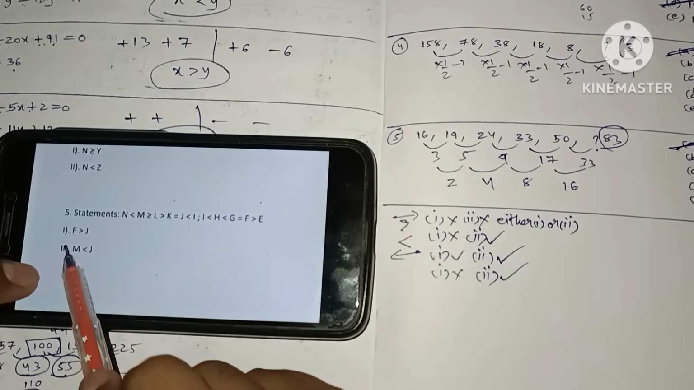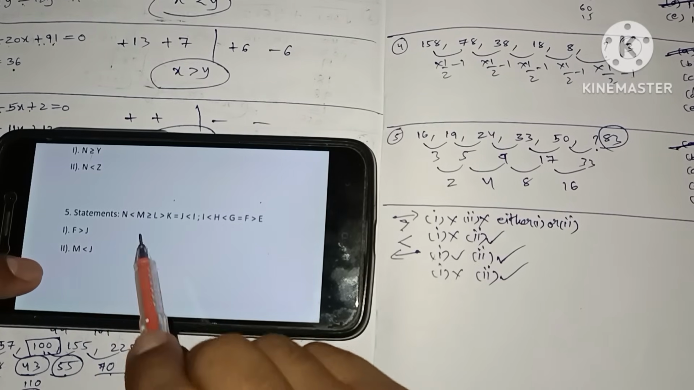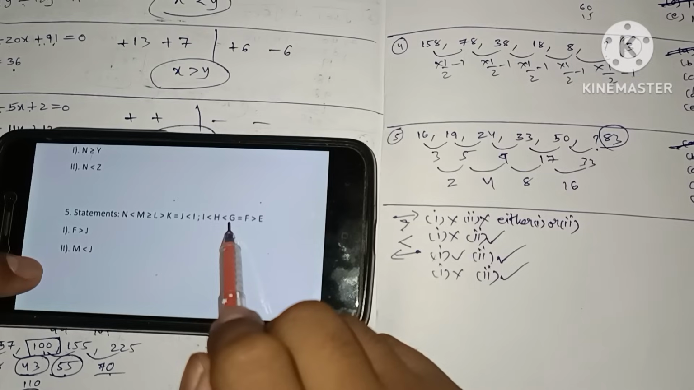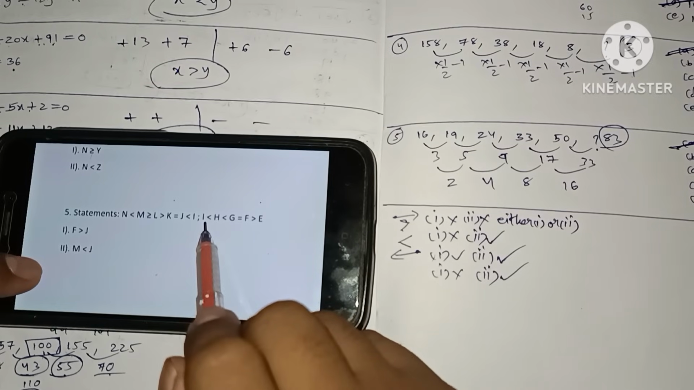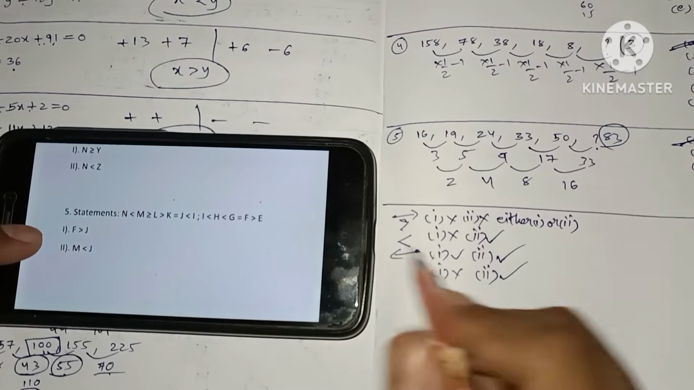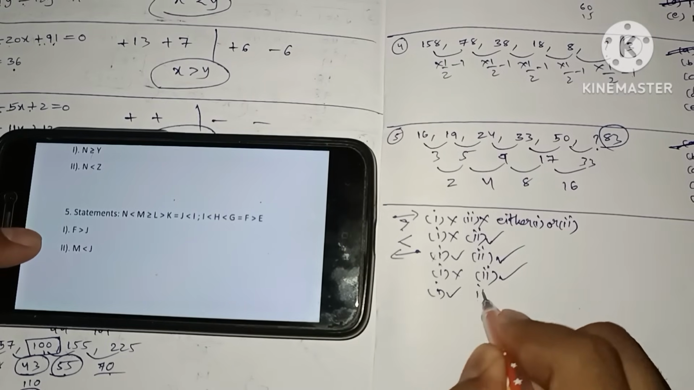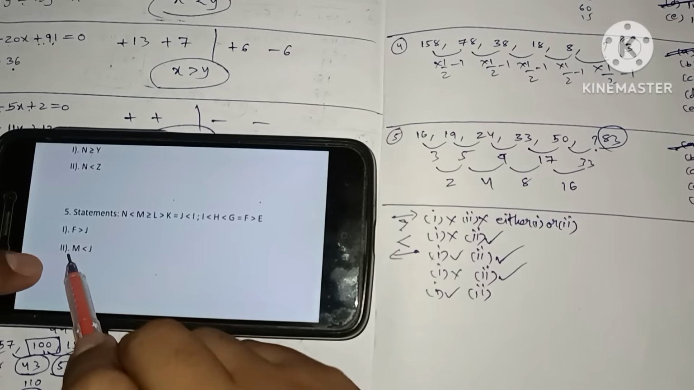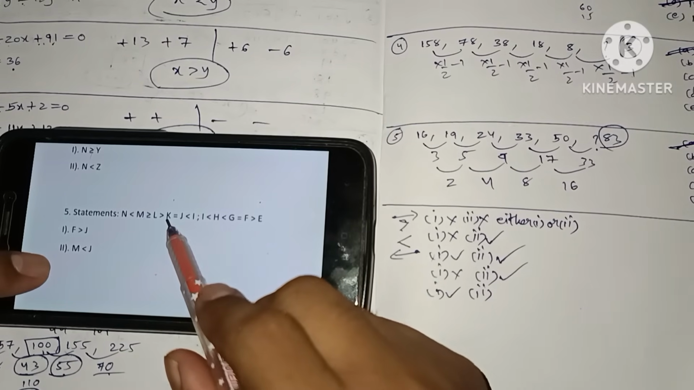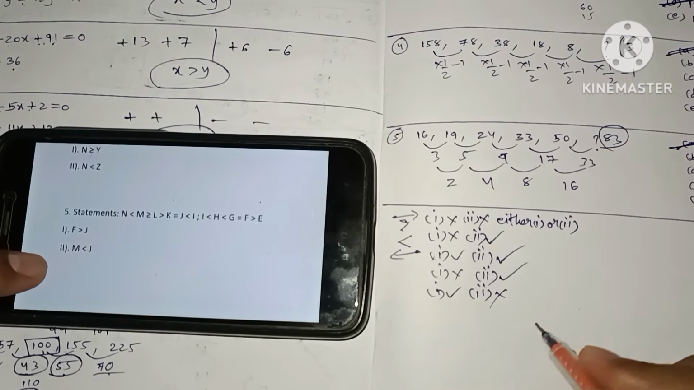Fifth question. The flow from F to J. From F we can reach to G, H, I. From I we can reach to J. So the first conclusion will be true. Second conclusion. The flow from J to M. From J we can reach to K but cannot reach M. So the second conclusion is false.